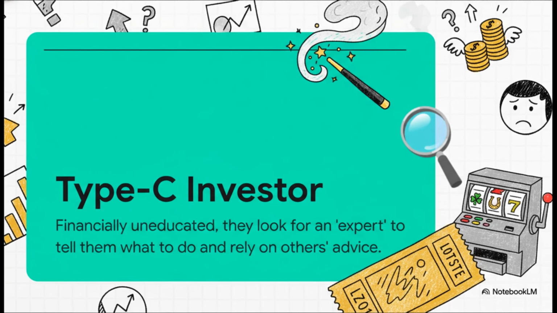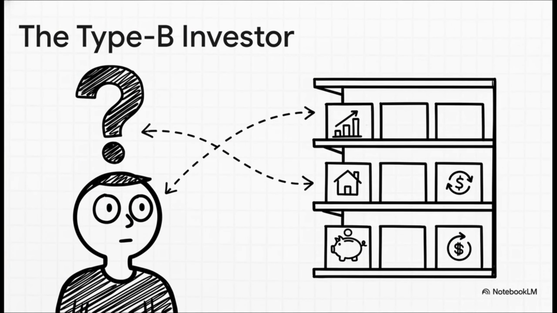First up, the type C investor. This is someone with very little interest in their own financial education. They just want a magic bullet. Just tell me what to do. And the source material is pretty blunt about this. The probability of this type of investor getting rich is about the same as winning the lottery. Ouch.